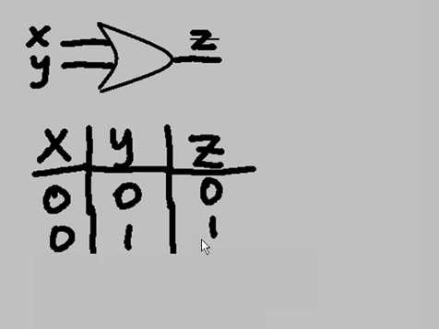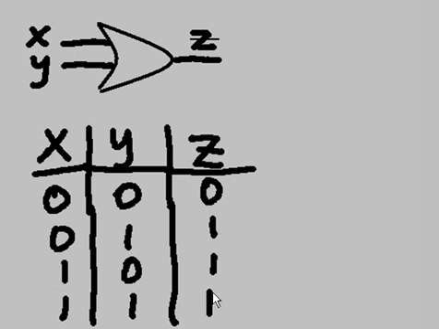Next line. X is 0, Y is a 1. There's a 1. So your output's going to be a 1. Next line. 1 or 1 gives you a 1. I have a 1 here in the X, 0 in the Y. Doesn't matter. I've got a 1. I'm going to get a 1 output.